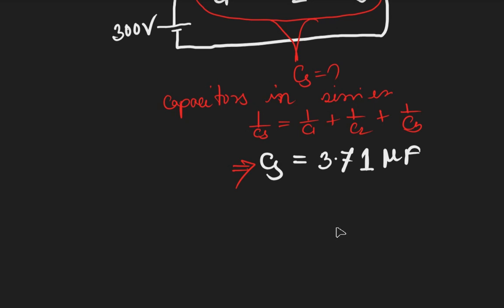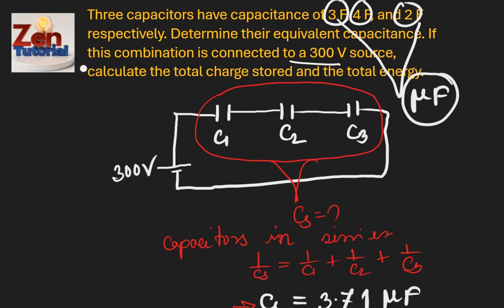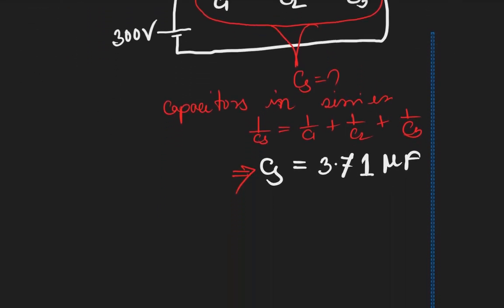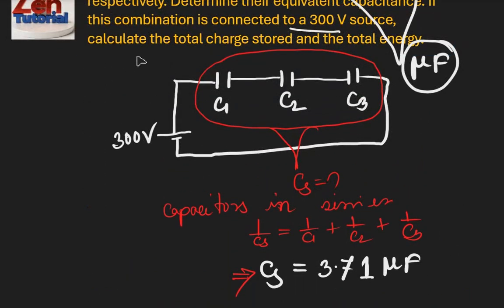microfarad. Though we have written farad here, let's say we are considering this as microfarad. If it is microfarad, our final value will be 3.71 microfarad. Now the second part: calculate the charge stored and the total energy. So we have to determine the total charge stored within the capacitor combination and the total energy stored by the capacitors.